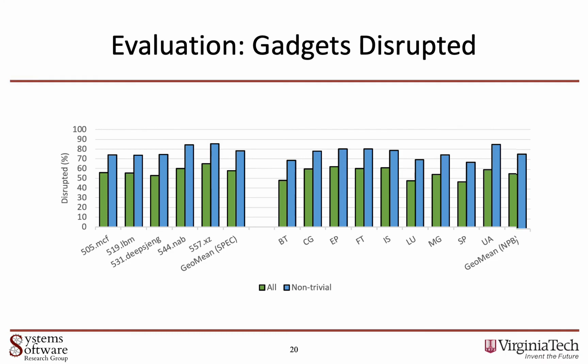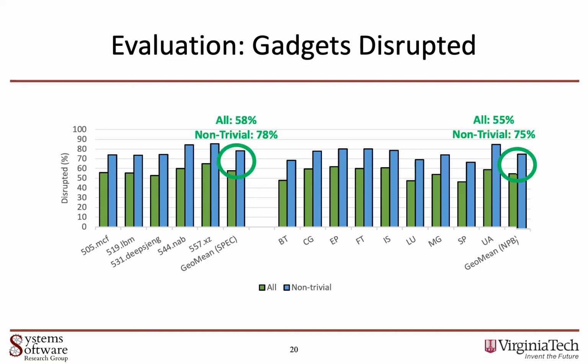Next, we wanted to evaluate Chameleon's ability to disrupt gadgets as part of the code rewriting process. Here, we delineate between trivial and non-trivial gadgets, where trivial gadgets are only a single instruction, such as a jump or a call, and non-trivial gadgets have multiple instructions. We found gadgets in the separate benchmark binaries using the Ropper tool. Here, we see that Chameleon is able to disrupt a significant amount of gadgets.